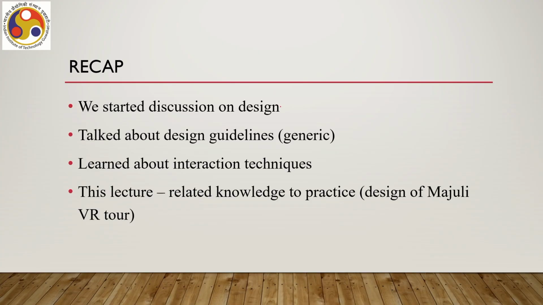Now, if we recap quickly, so far we talked about the basic idea of design of interactive systems, then talked about design guidelines, some generic guidelines we have covered, which can be considered as a starting point for any designer when he or she starts designing an experience. Also, we learned about different interaction techniques that are typically used in immersive settings, namely object interaction comprising of object selection and object manipulation, navigation interaction comprising of travel or locomotion and wayfinding, and interactions for system control.